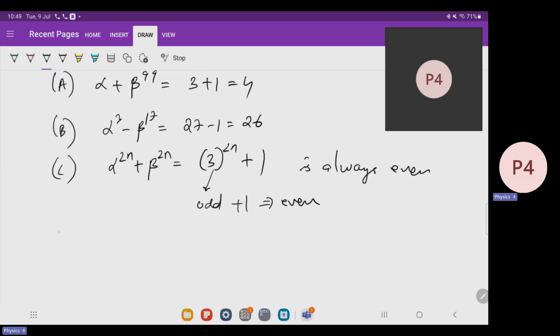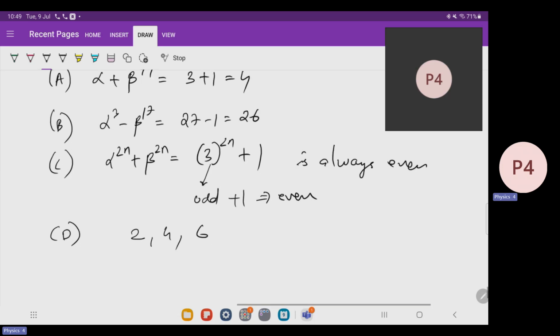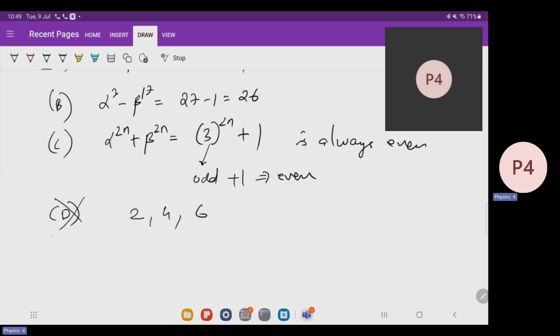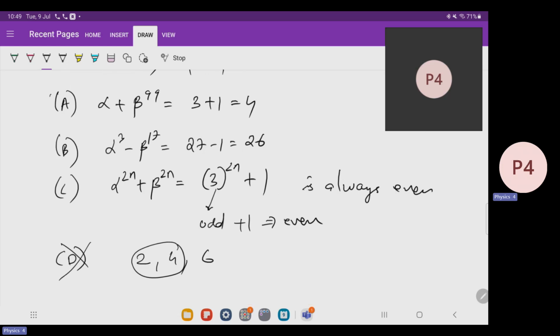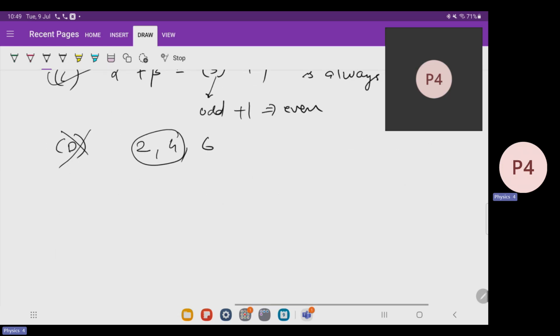D: a triangle can be constructed having sides alpha minus beta, alpha plus beta, alpha plus 3 beta. So alpha minus beta is 2, alpha plus beta is 4, alpha plus 3 beta is 6. This is not possible, because for a triangle the sum of two sides should always be greater than the third side. So here the sum of these two is equal to the third side, so not possible. So A, B and C are the correct options.